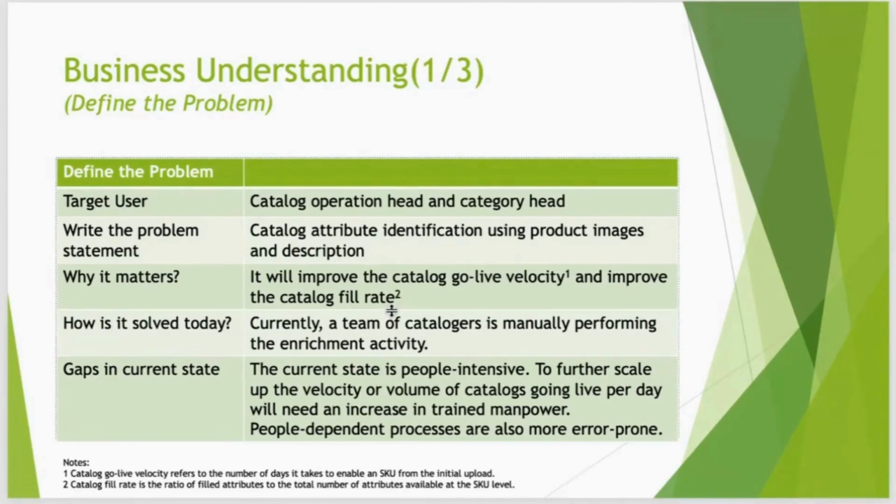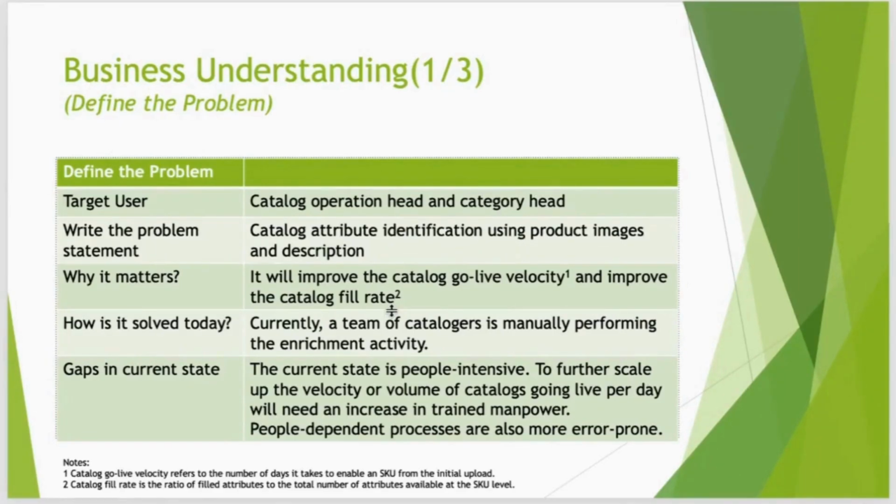So our objective is fairly simple. We'll be determining catalog attributes using product images and description. Why it matters? Because it will improve the catalog go live velocity and it will improve the catalog fill rate. Catalog go live velocity is basically defined as the number of days taken by the team to enable one SKU on the e-commerce platform. The faster it goes live, the better it is for us. Catalog fill rate is the ratio of filled attributes to the total number of attributes available at SKU level.